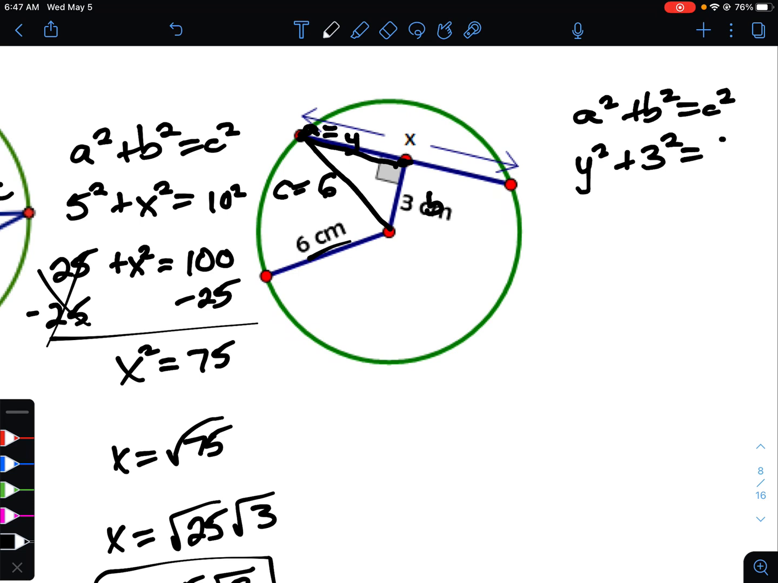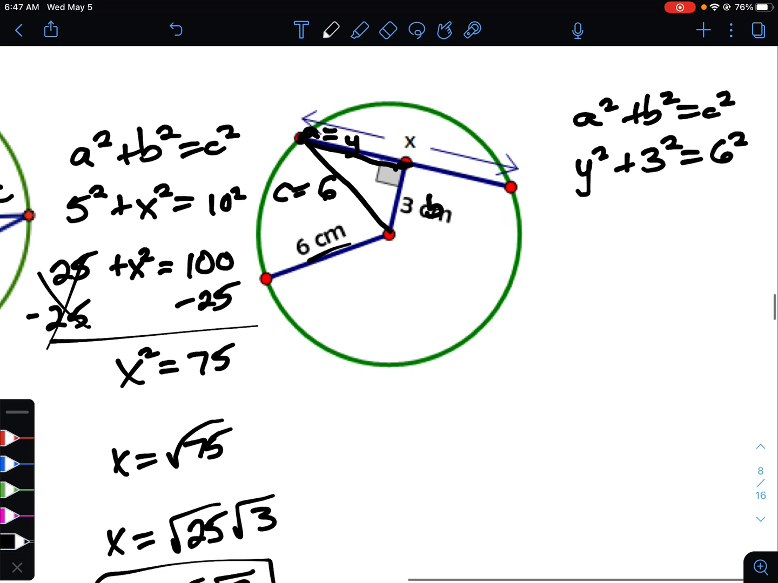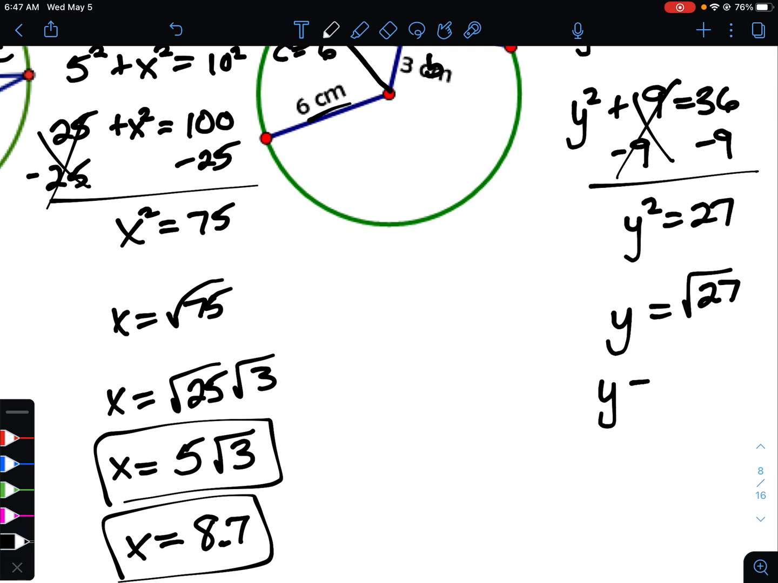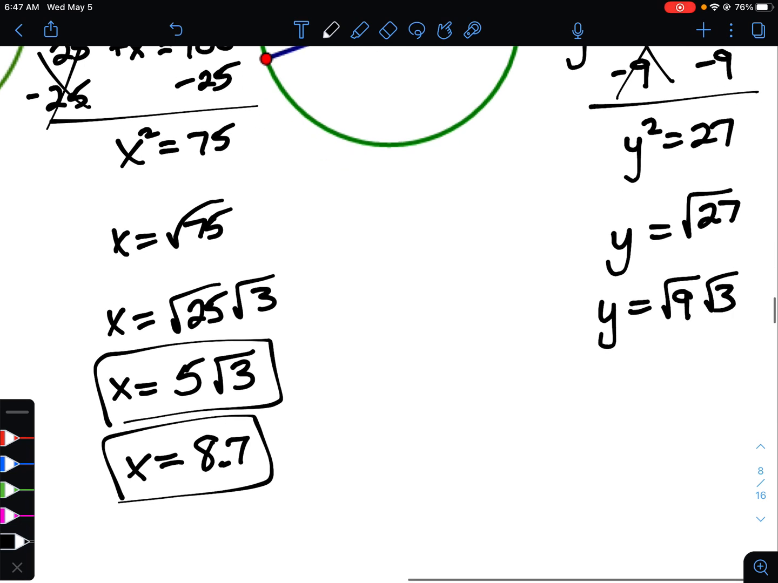So we would take y squared plus 3 squared and set that equal to 6 squared. So then we would simplify: y squared plus 9 equals 36. Go ahead and subtract 9 from both sides. So y squared equals 27. And then go ahead and take the square root. And this time, once again, we can go ahead and simplify that a little bit. It's divisible by 9. And then we can say that that is 3 times the square root of 3.